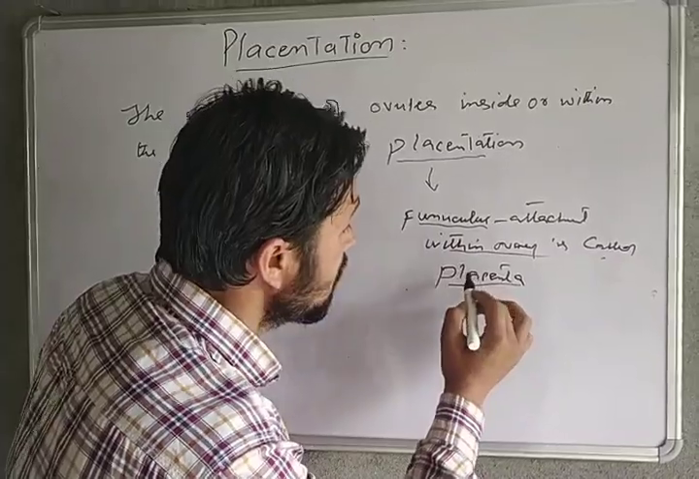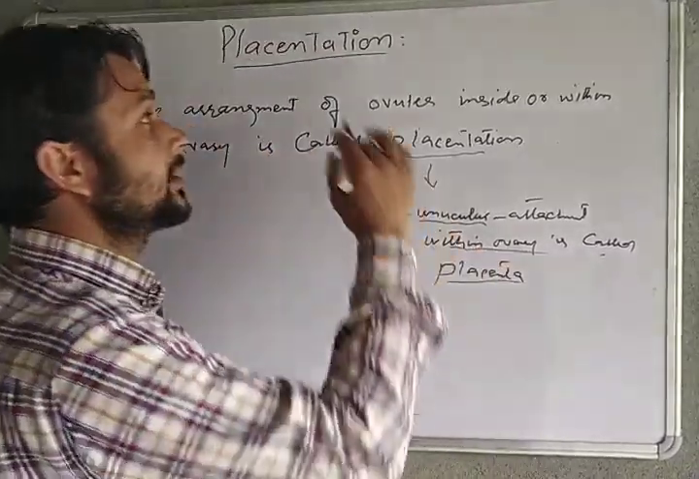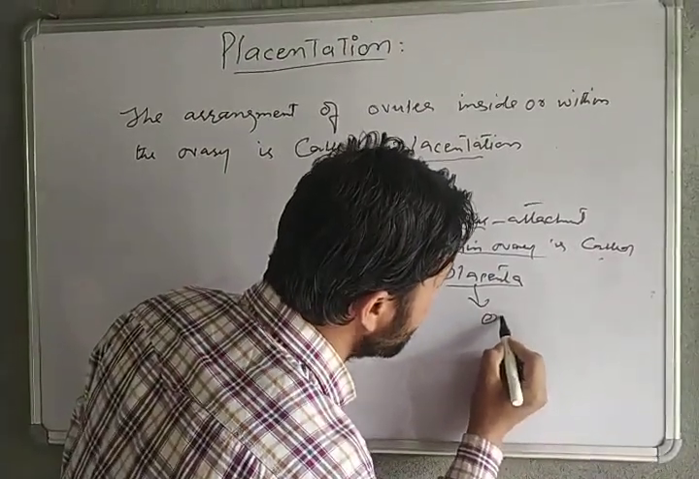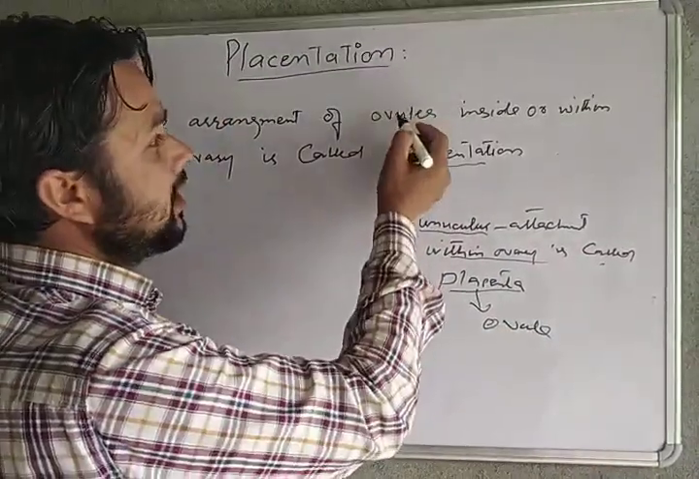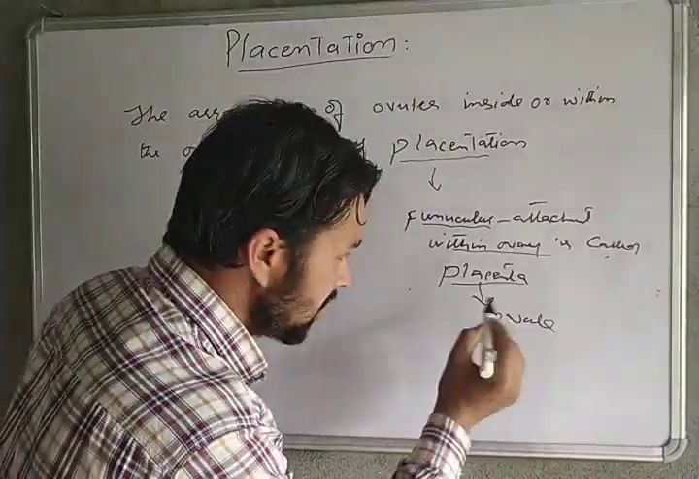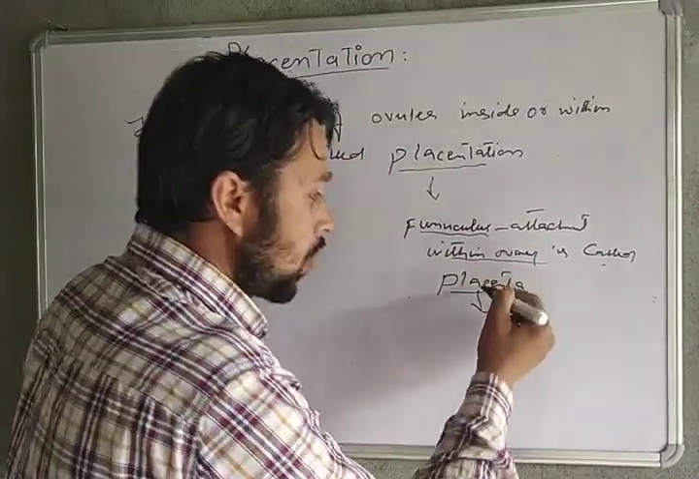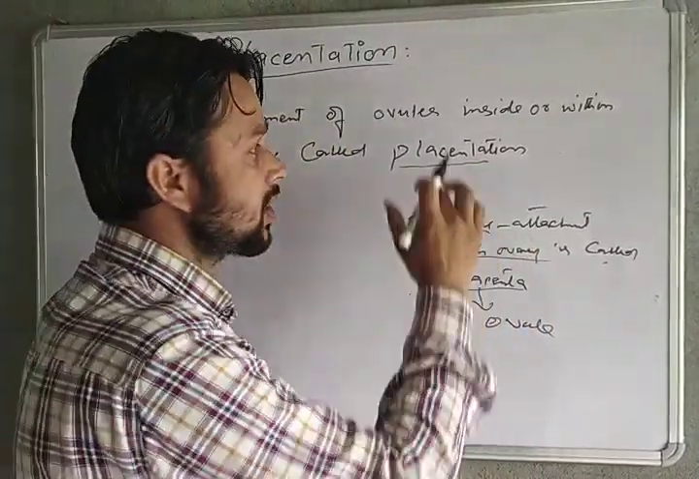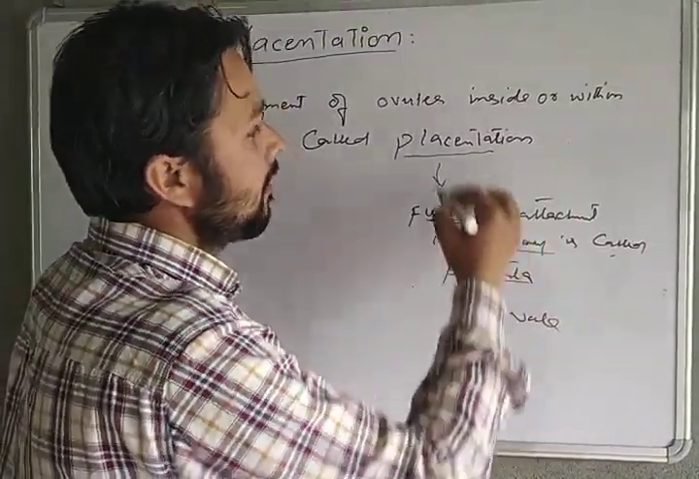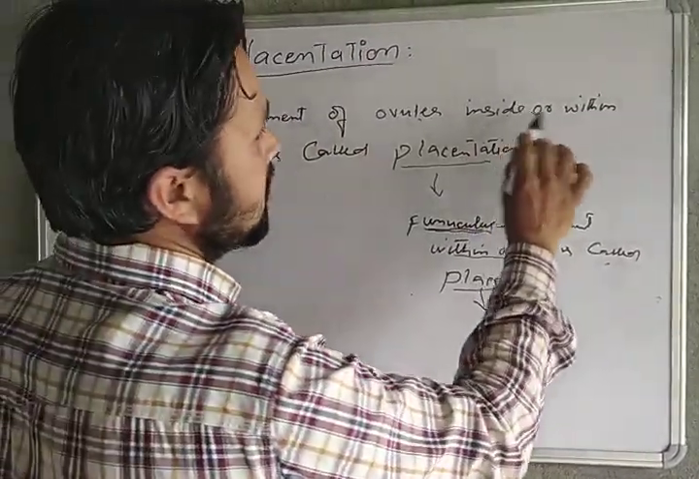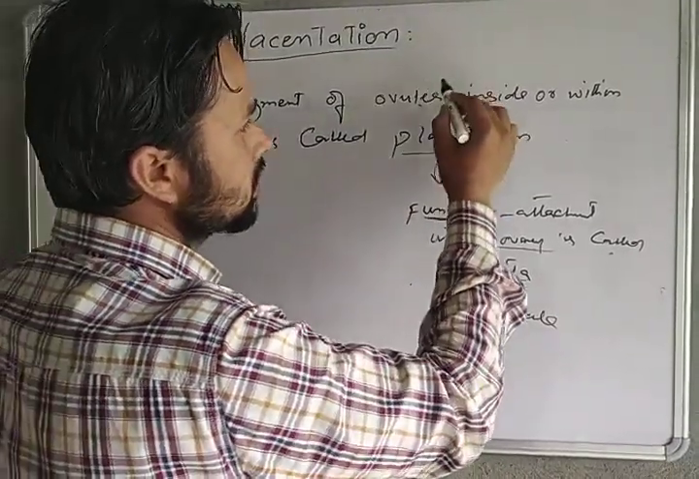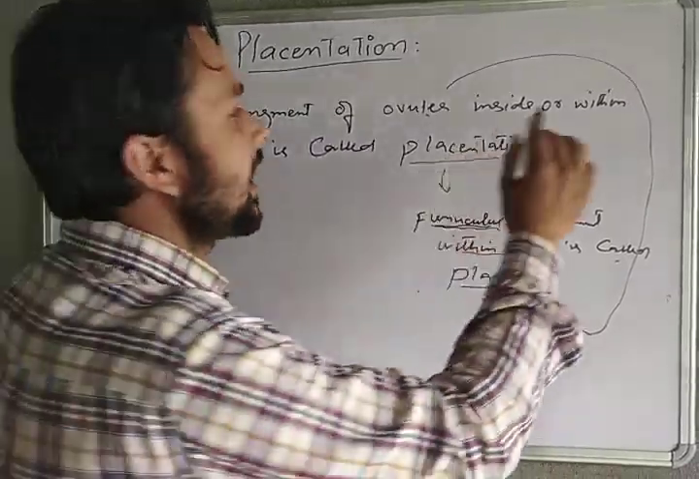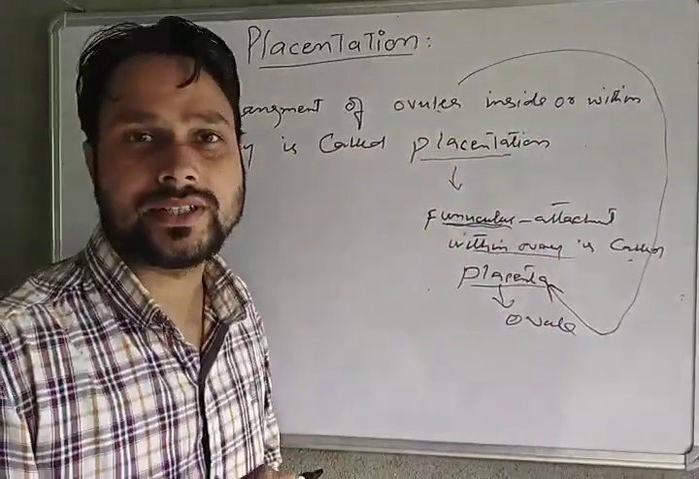And this placenta, when arranged inside the ovary, is called placentation. And we know that this placenta represents the ovule, so we say the arrangement of ovules. Placenta is basically the funiculus, which is the attachment of ovule within the ovary. The arrangement of ovules inside or within the ovary is called placentation. We can also say the arrangement of placenta, because placenta represents the ovules inside the ovary.